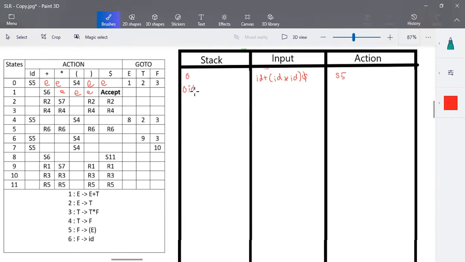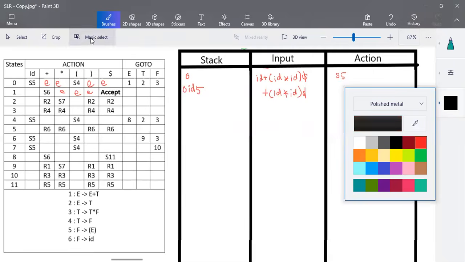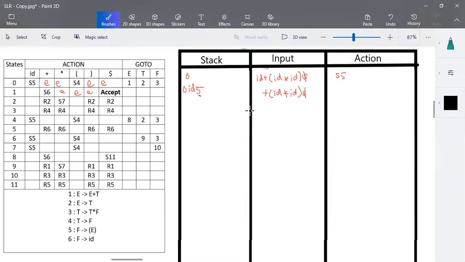So this id will be moved into the stack and the rest, plus id star id dollar, will remain as it is. Each and every shift operation is followed by pushing the state into the stack, so this 5 will be pushed into the stack. What will be the next one? The next possible transition is to consider what is there in 5 comma plus. 5 comma plus is R6, so reduce with production number 6.